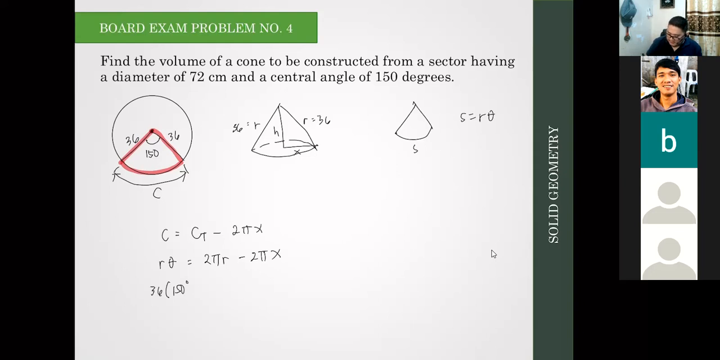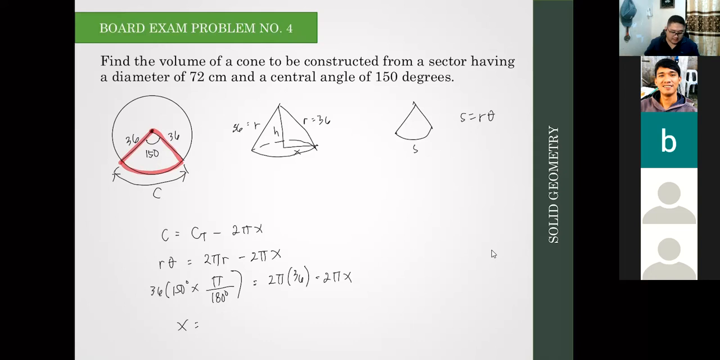Si 150 is naka-degrees, kailangan natin gawing radian. So, ang conversion natin is 180 degrees tapos pi. Okay? Equals to 2 pi times 36 minus 2 pi x. Okay? So, upon solving sa calcu, ano yung magiging value ng x? So, we have 36 times 150 times pi over 180. Okay? So, sabihin 2 times 36, yung sa 72 pi minus yung answer na yon, divide natin ng 2 pi.